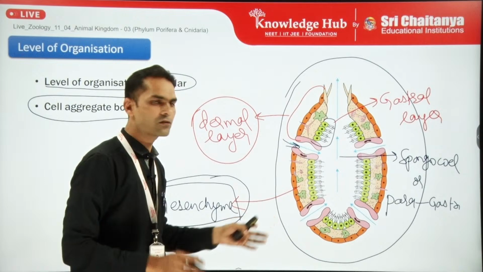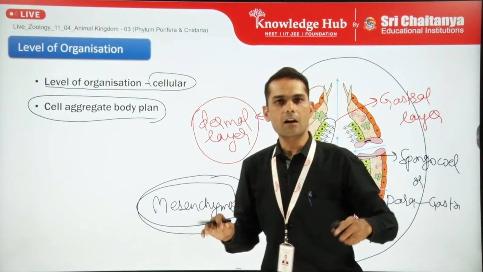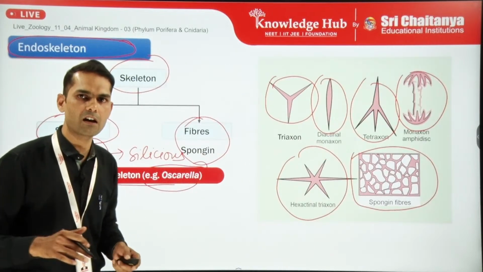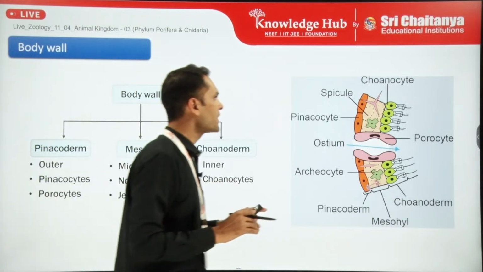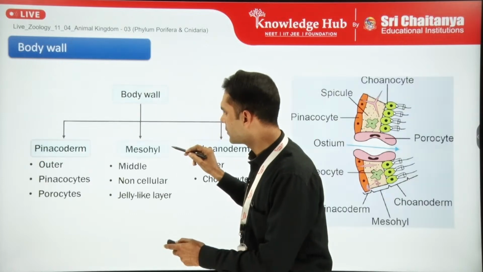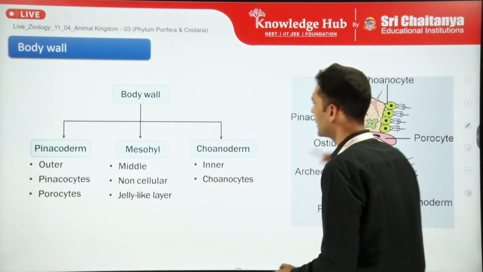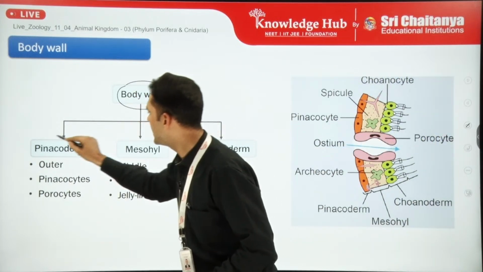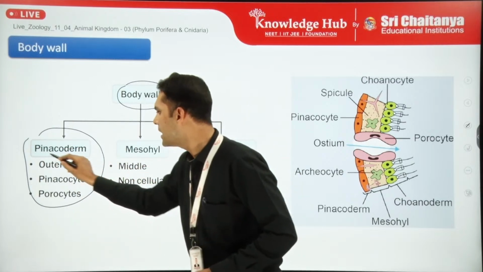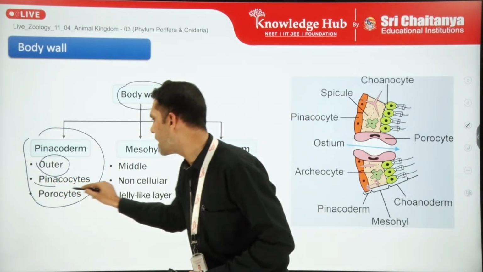This is the outermost layer. So overall we have three layers in the body, right? We will see which layer of cells the dermal part consists of and which layer of cells the gastral part consists of. Here we can see the body wall is distinguished into the outermost pinacoderm layer, which is also called the dermal layer. It is the outermost layer and consists of flattened cells known as pinacocytes.